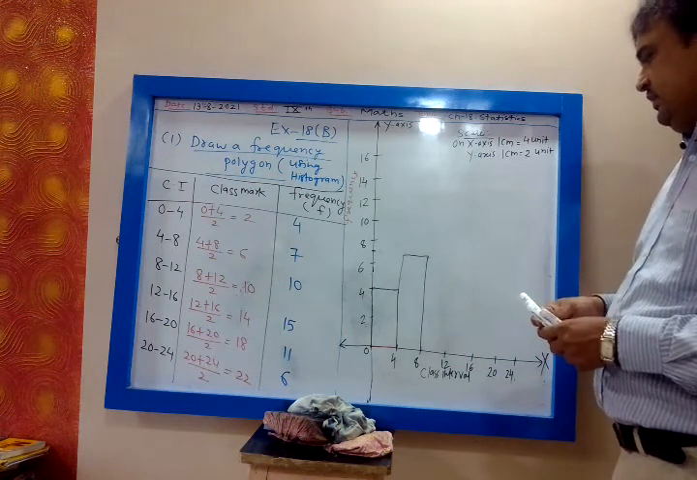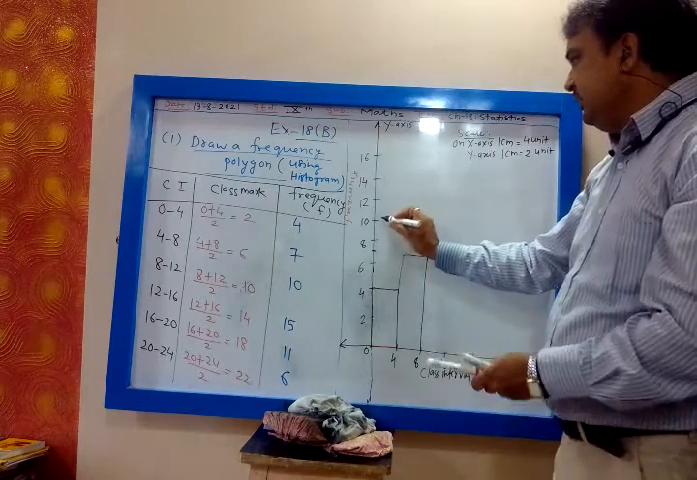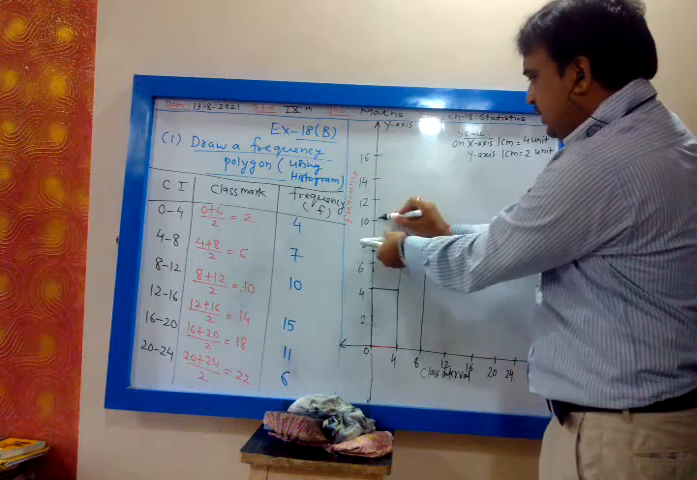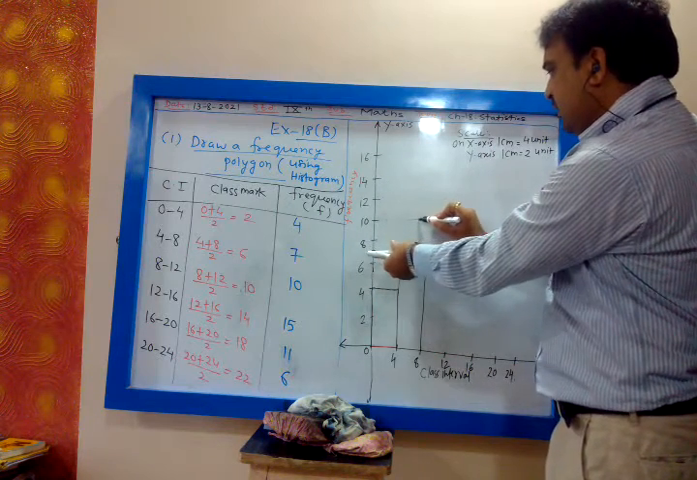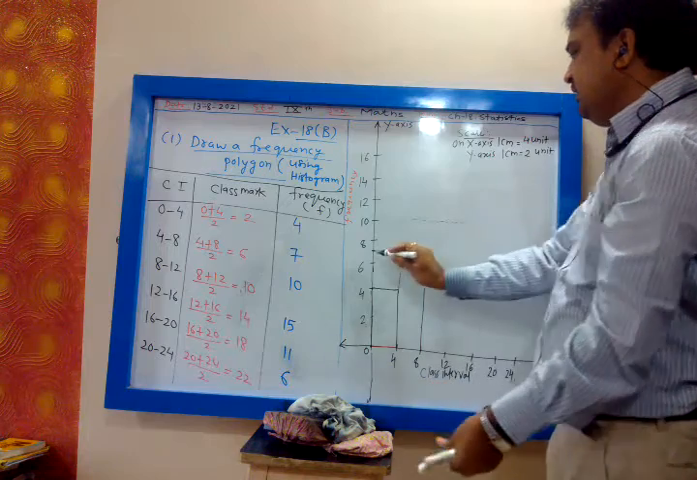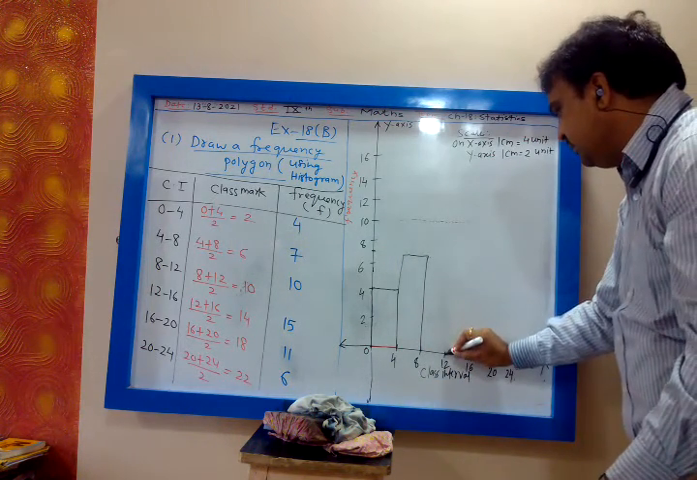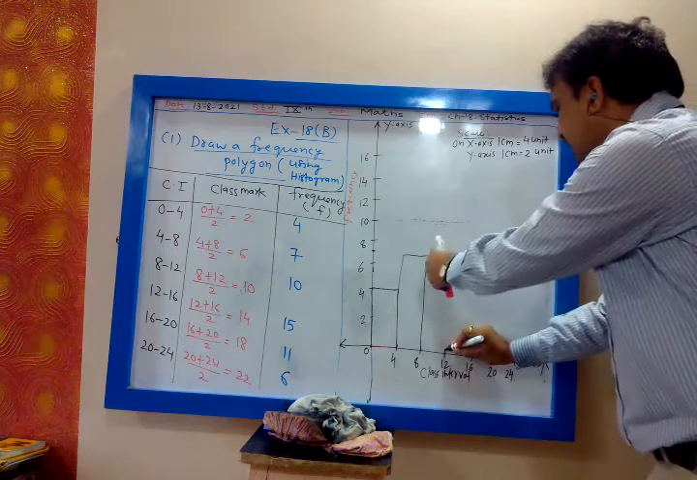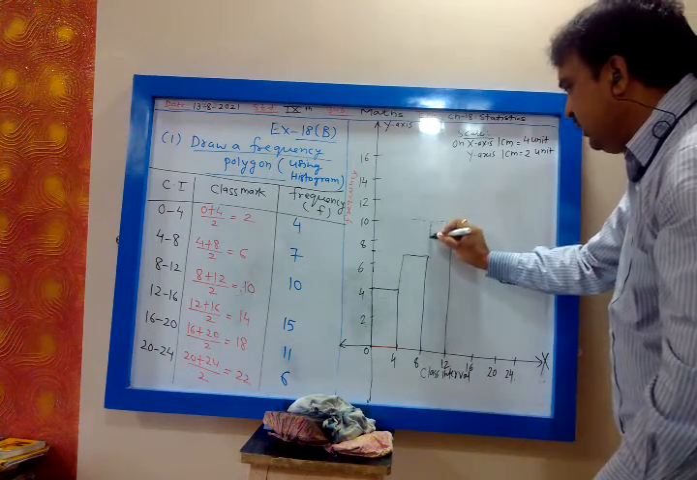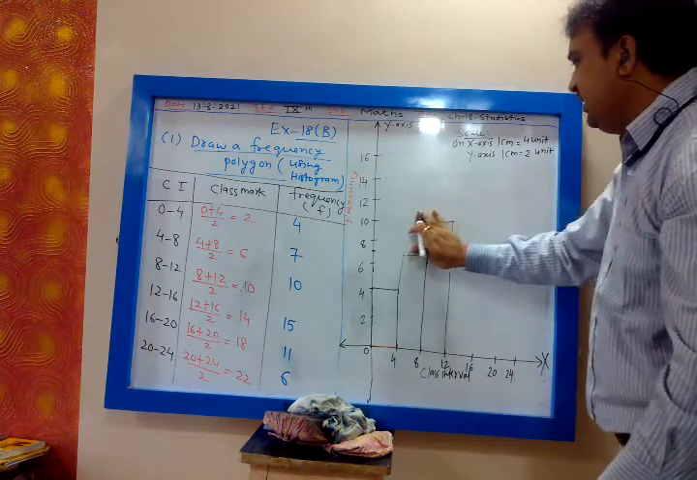Then next, 8 to 12, 10. Where is 10? This is my 10. So you keep the scale like this and draw the dotted line. Then for 8 to 12, keep the scale and draw the vertical line. Then we join this and erase the dotted line.